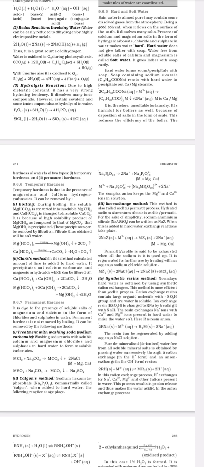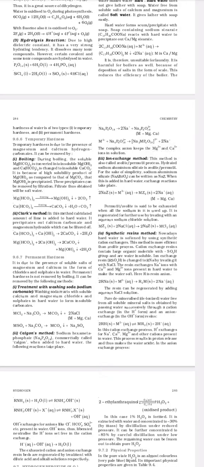This method is also called the zeolite or permutit process. Hydrated sodium aluminium silicate is zeolite or permutit. For the sake of simplicity, sodium aluminium silicate can be written as NaZ. When this is added to hard water, exchange reactions take place. Permutit or zeolite is said to be exhausted when all the sodium in it is used up. It is regenerated for further use by treating with an aqueous sodium chloride solution.